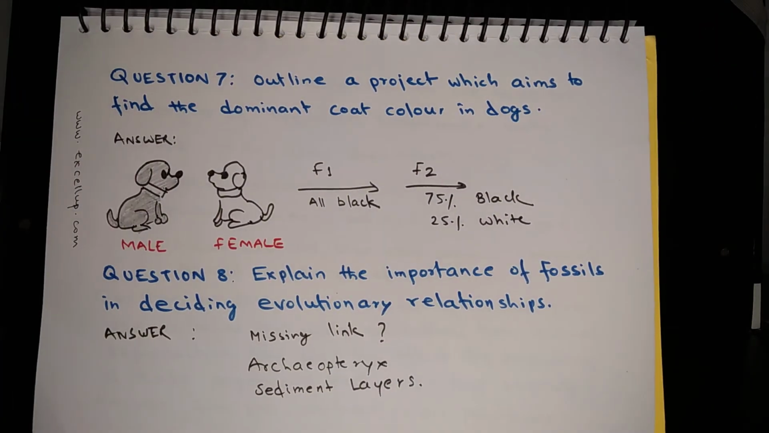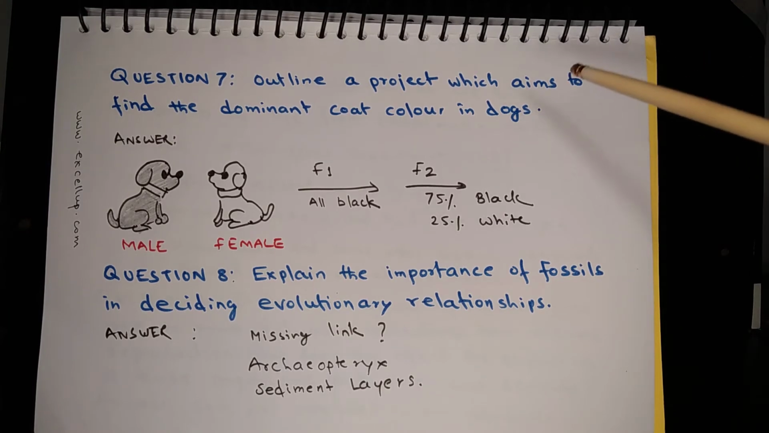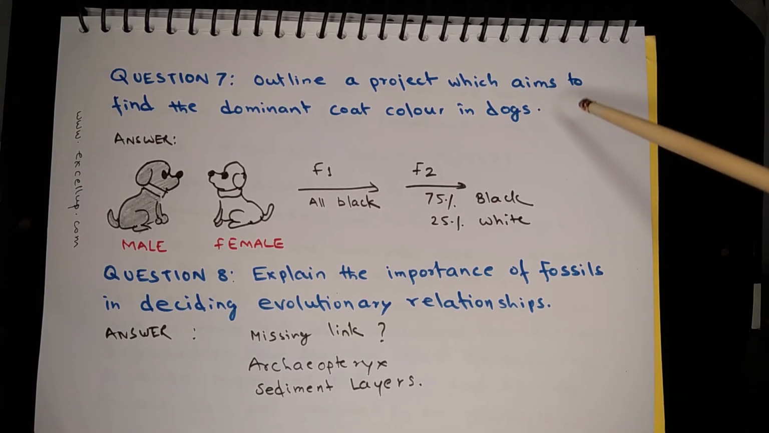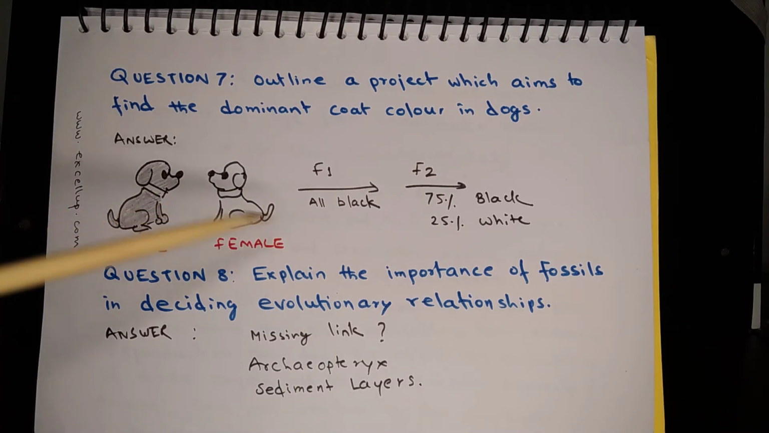Question 7. Outline a project which aims to find the dominant coat color in dogs. For this, you need to select a male dog. Let us say the male dog has a black coat and the female has a white coat. Then let them breed so that the F1 generation can be produced, and let us assume that all dogs in the F1 generation have a black coat.